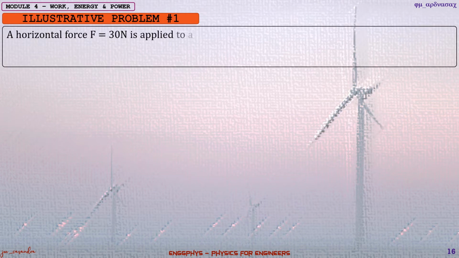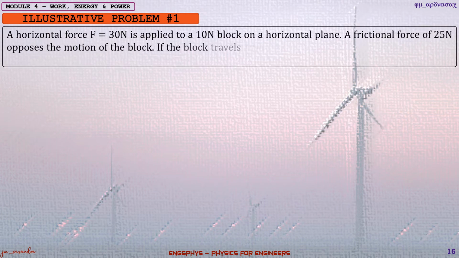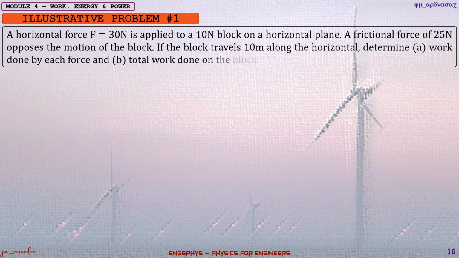A horizontal force of 30 newtons is applied to a 10 newton block on a horizontal plane. A frictional force of 25 newtons opposes the motion of the block. If the block travels 10 meters along the horizontal, determine A, the work done by each force, and B, the total work done on the block.